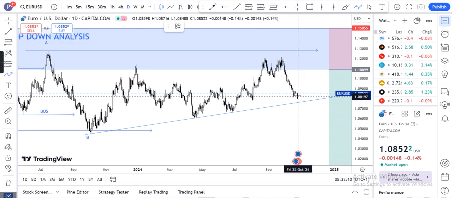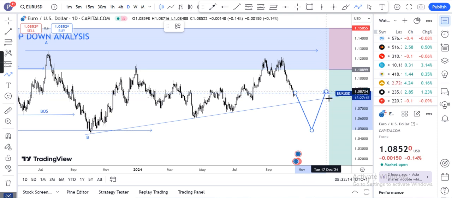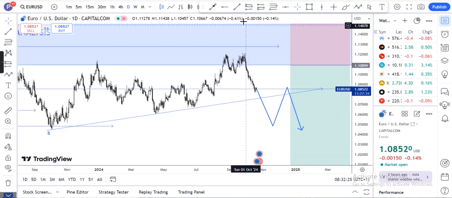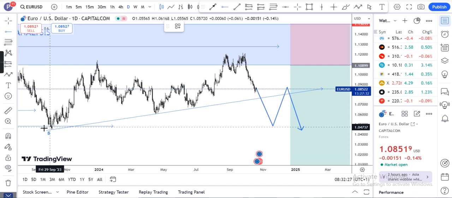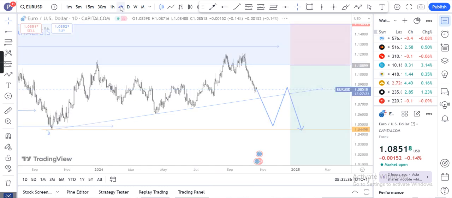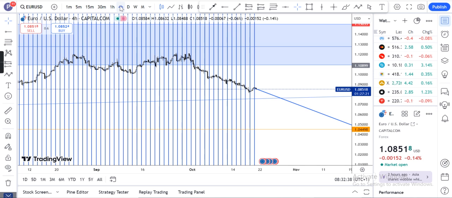So this is what we could possibly be looking at. One is this, and then back to the downside. So this is the first thing we are looking out for. Our aim is basically to slash these lows. So let's go to the 4-hour time frame and see what the market is doing.